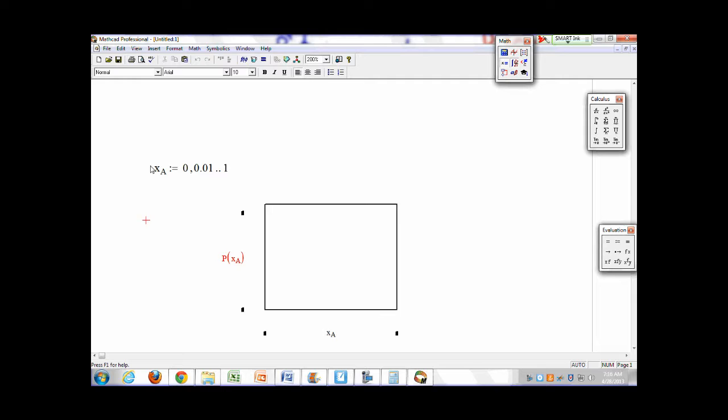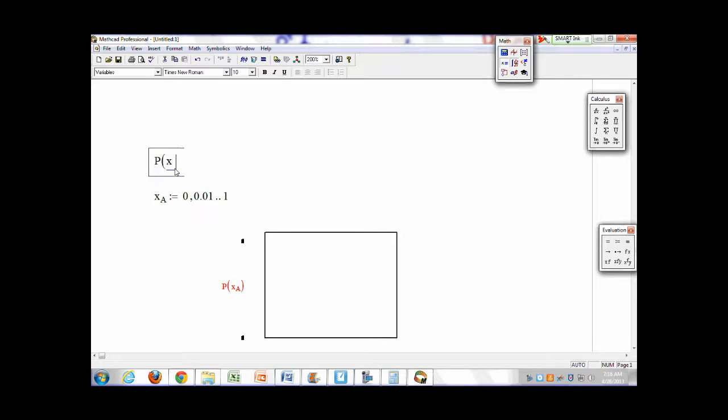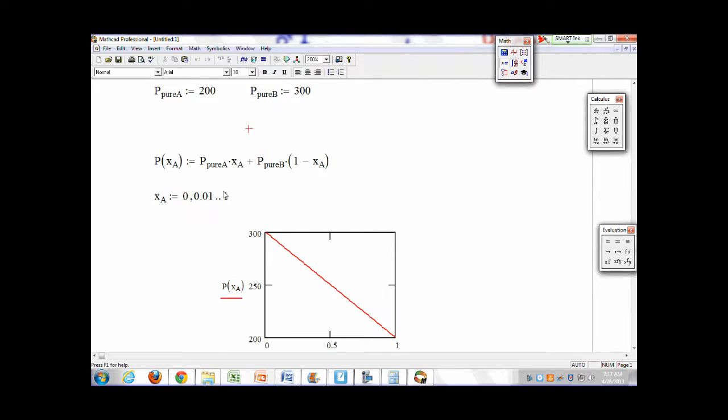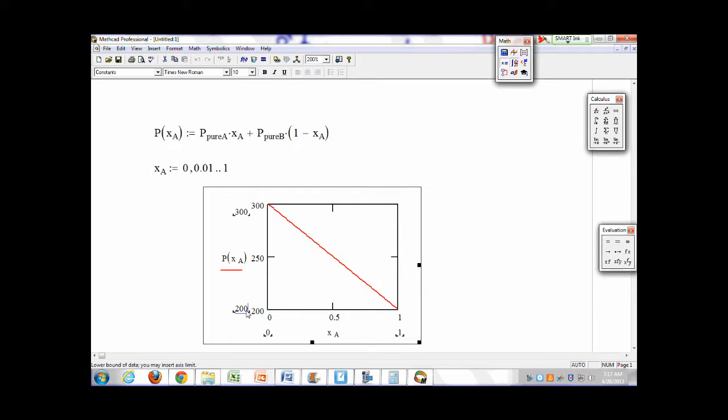And I have to define what P of x of A is. P as a function of x of A equals P pure A. I can't do star with MathCAD, so P pure A times mole fraction of A plus P pure B times 1 minus mole fraction of A. Mole fraction of B is that. I have to define what P pure A and P pure B are. So let's just say P pure A, let's try 200, and P pure B equals, let's say, 300. And there it is. And so here's your graph. I'm going to change this to graph from 0 to 400 so you can see it better.